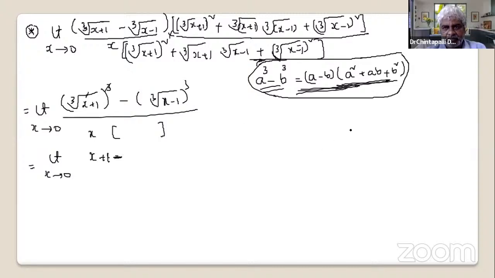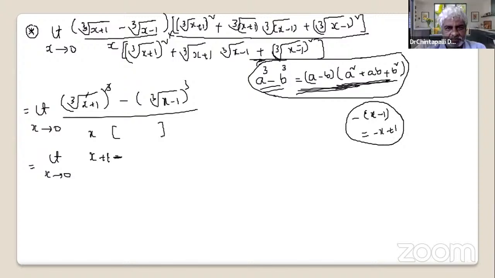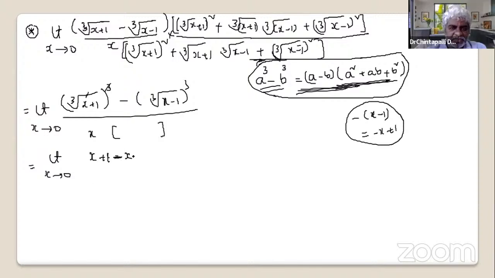So see, minus of x minus 1. What is minus of x minus 1? Minus x plus 1. Got it? Yes. So it is minus x plus 1 by x into same bracket.